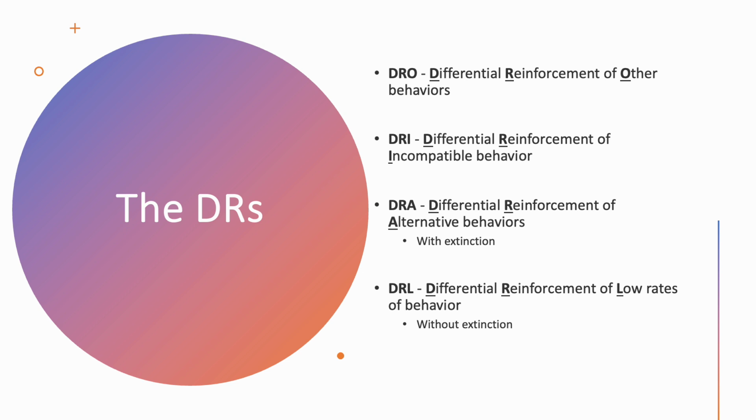I'm going to go through what each of these means, but I really quickly want to highlight the abbreviation for each. Differential reinforcement of other behaviors is DRO. Differential reinforcement of incompatible behavior is DRI. Differential reinforcement of alternative behaviors is DRA. And differential reinforcement of low rates of behavior is DRL. So let's get into what each of these procedural variations looks like.